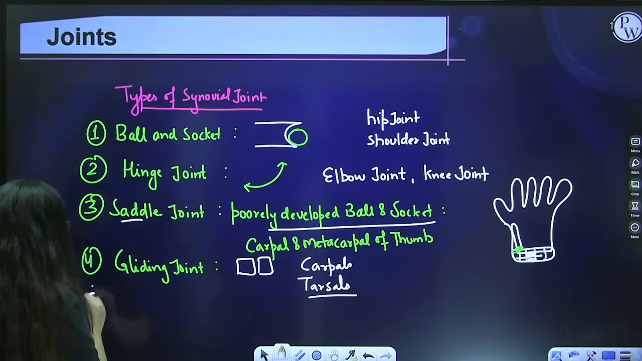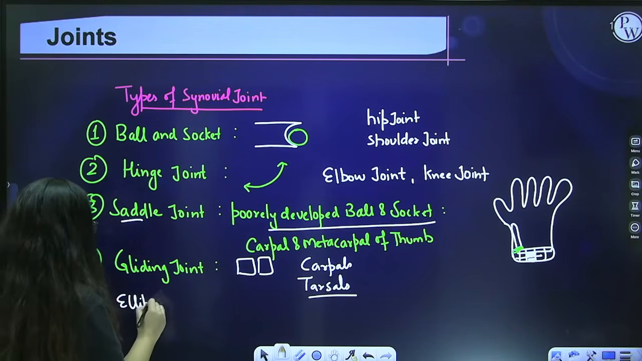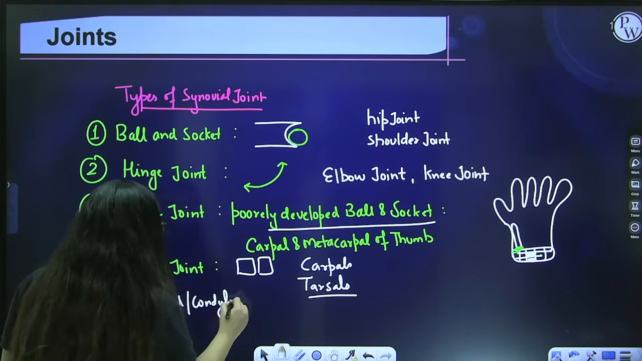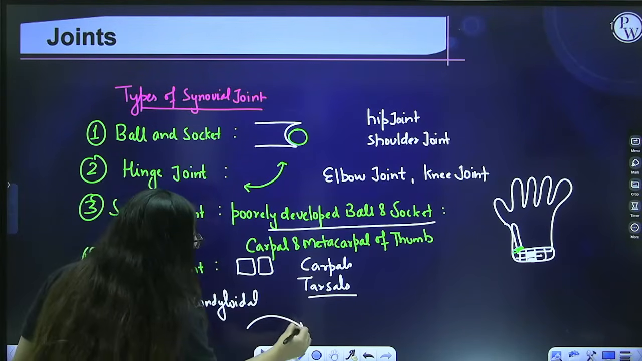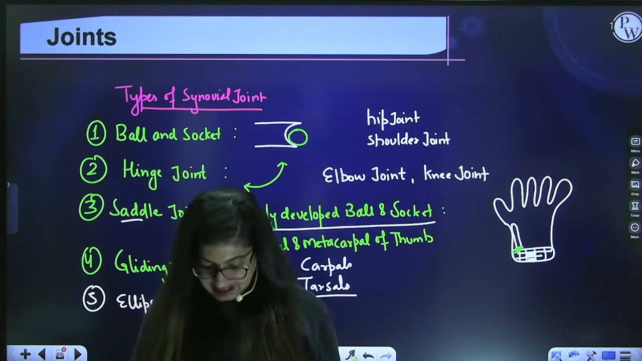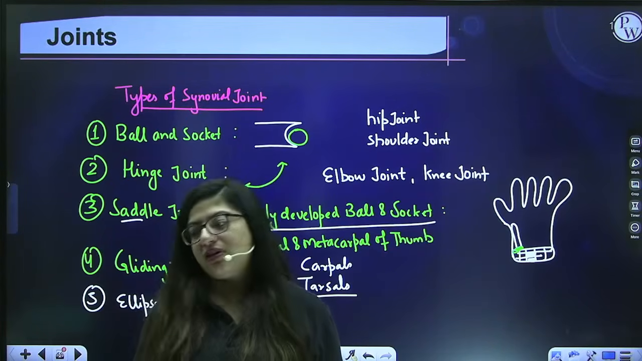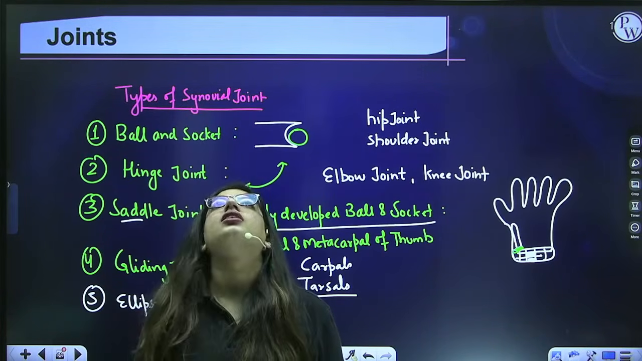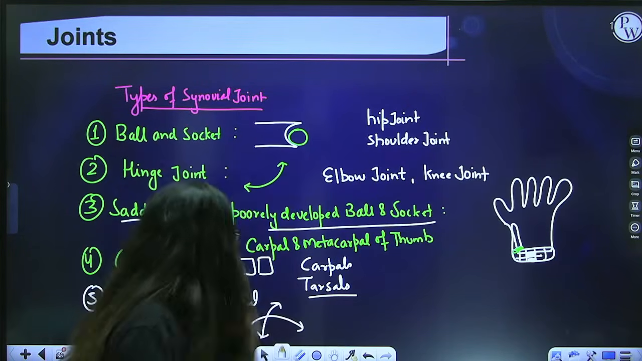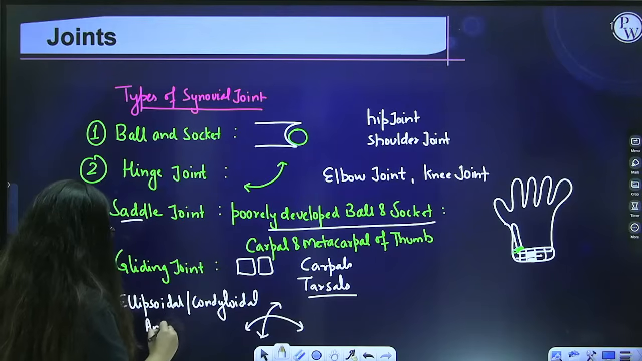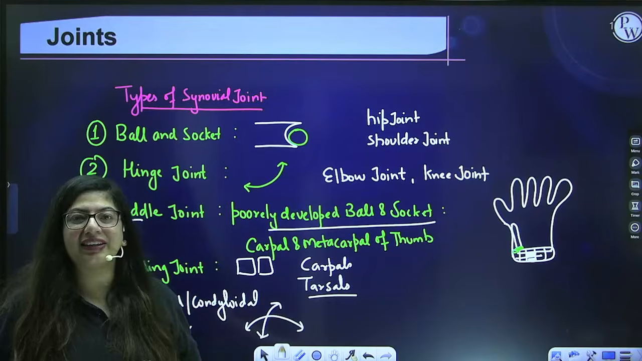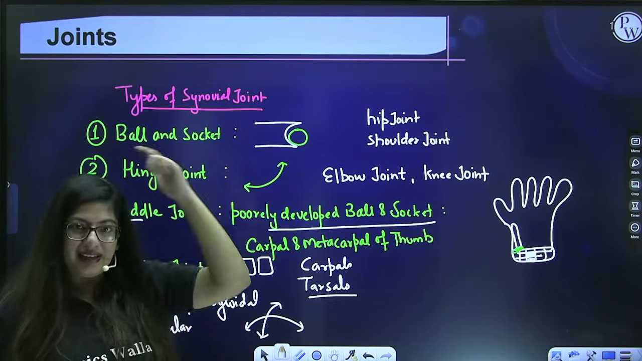And then we have ellipsoidal joint. Ellipsoidal or condyloid. In this type of joint, the movement is either in this direction or in this direction. Okay, let me show you. Like this or like this. So such a joint is your ellipsoidal, or you also call it condyloid or angular because it moves in certain angles. So where do you find this one? You find this in the atlanto-occipital joint.